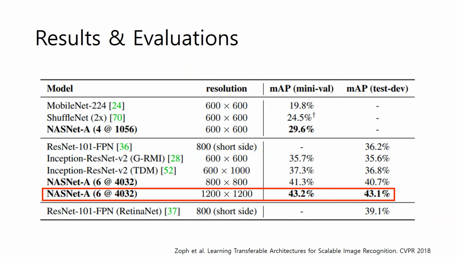NASNet also enjoys plenty of room for application to other computer vision related tasks. The table on the slide shows application of NASNet-A on Faster R-CNN for object detection. Compared to other Faster R-CNN models using different SOTA classification models, Faster R-CNN using NASNet shows the best performance.